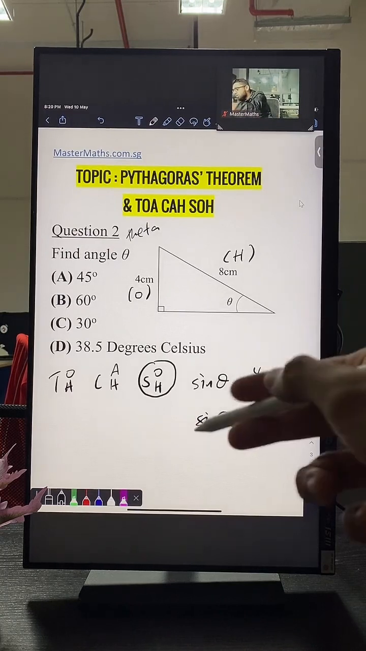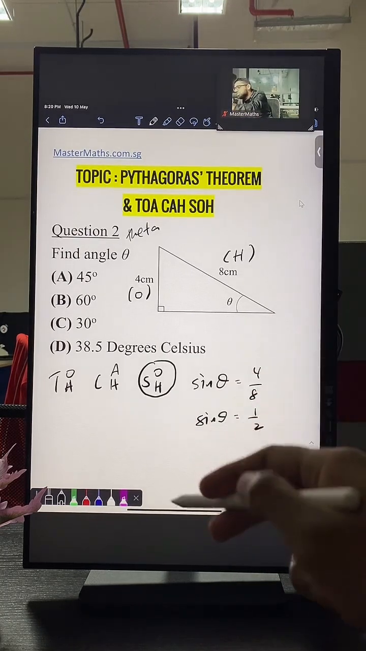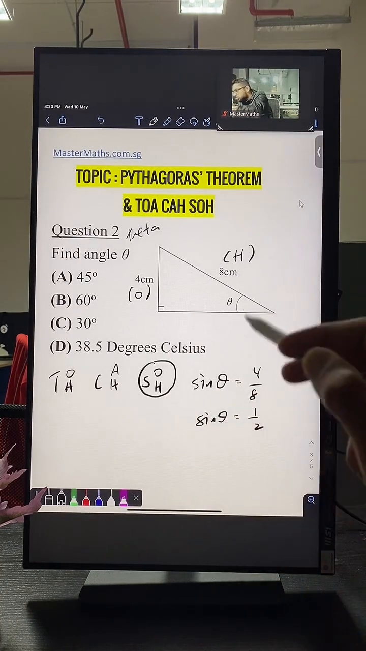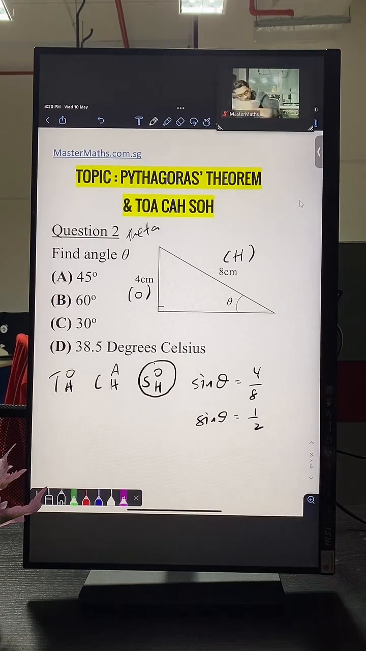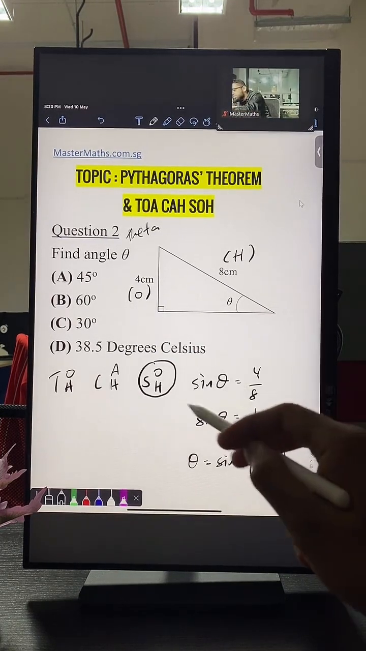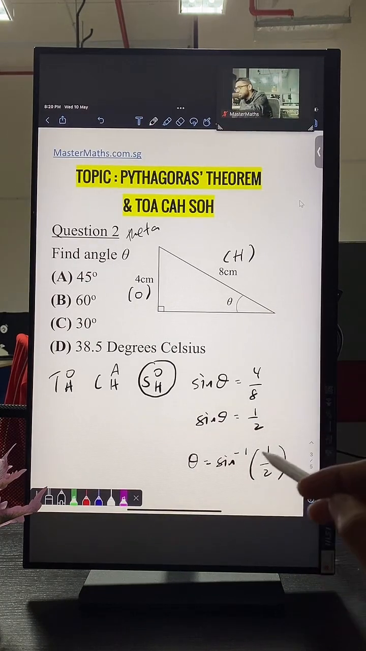But in this question, I'm not asking for sine theta. I'm asking for theta itself. So how do we find theta itself? We need to do a sine inverse. So theta is equals to sine inverse half. To remove the sine, you do a sine inverse on the other side.